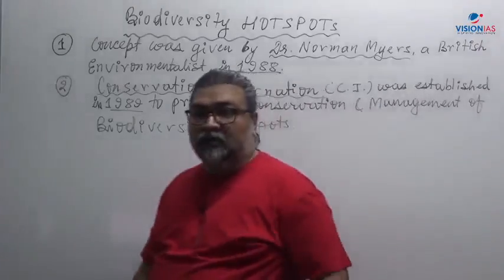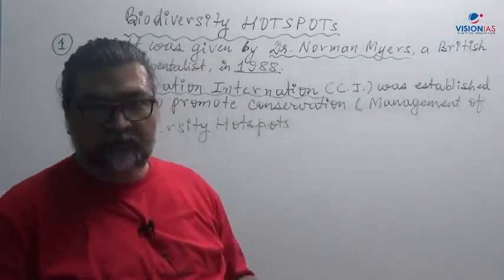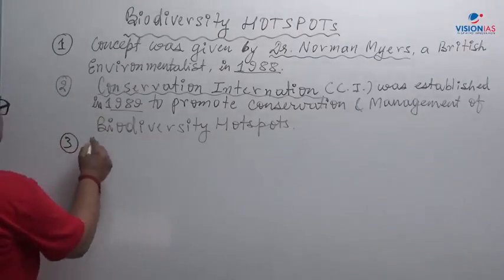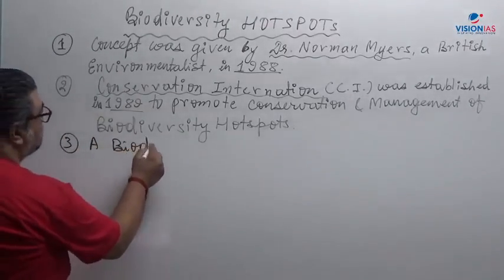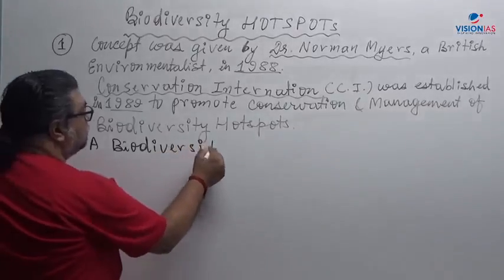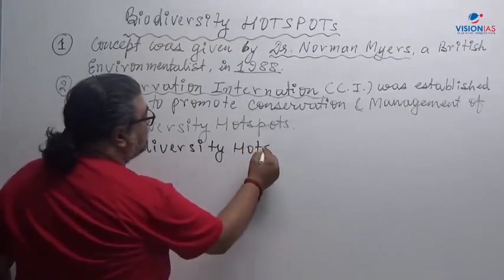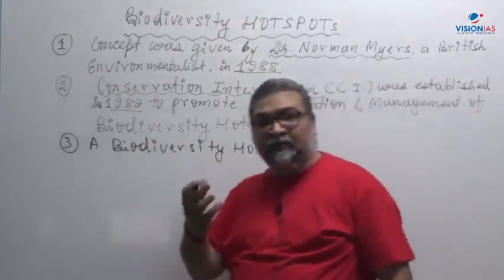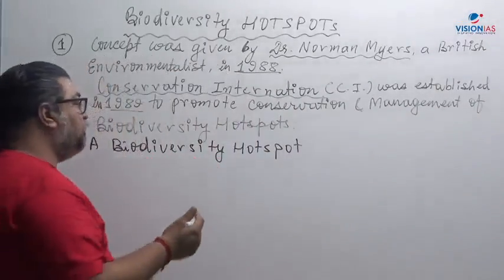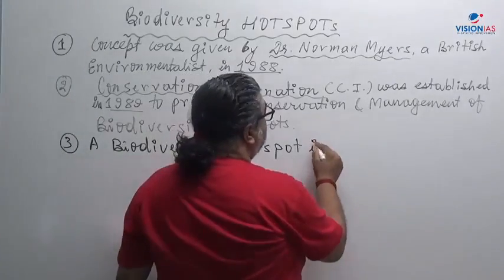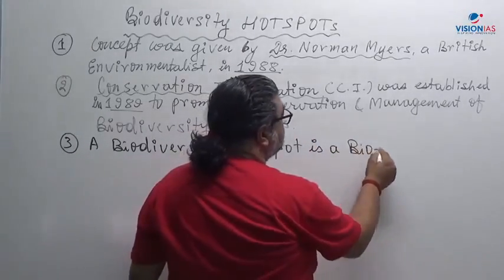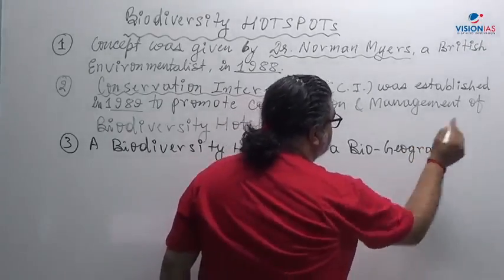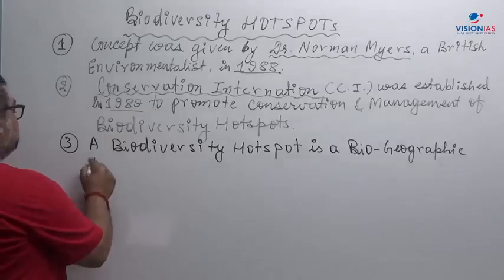Right? Now comes the question, what is a biodiversity hotspot? What do you mean by a hotspot there? So let us understand here. A biodiversity hotspot, as per Dr. Norman Myers, how he defined the concept of hotspot, I am now bringing that. A biodiversity hotspot is a biogeographic region.